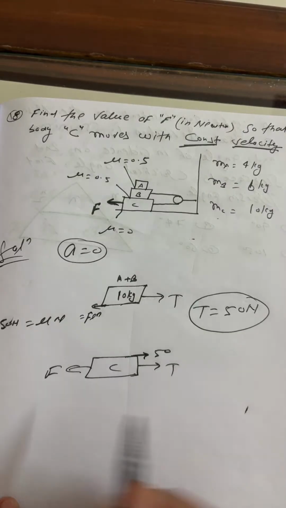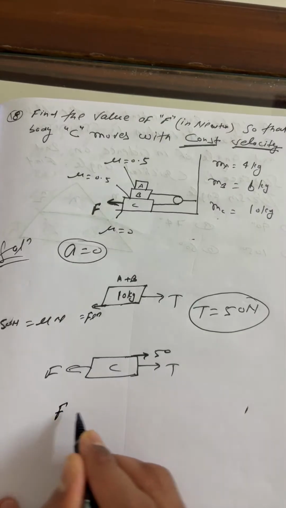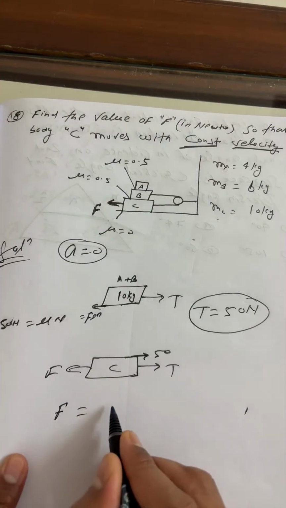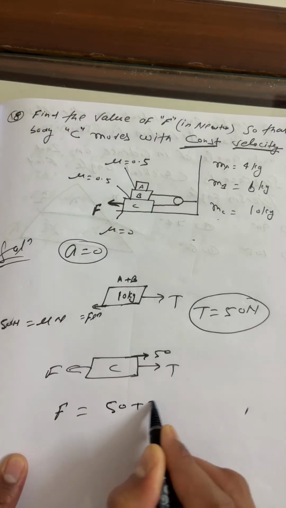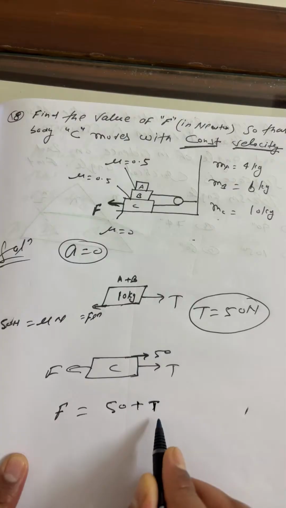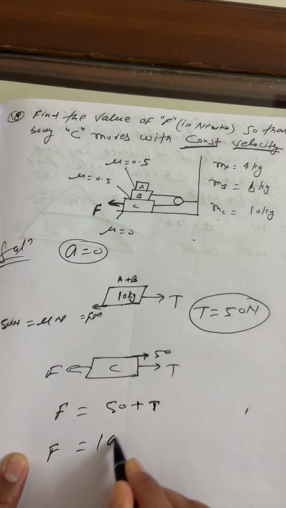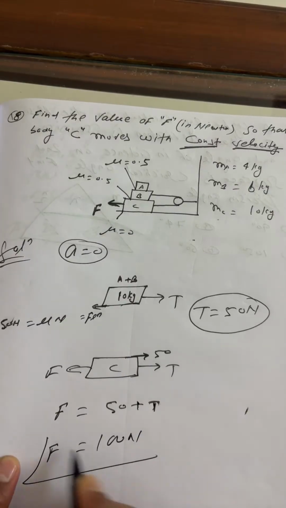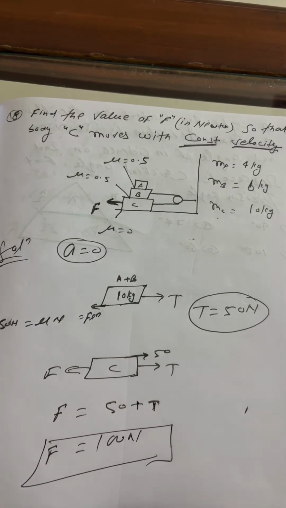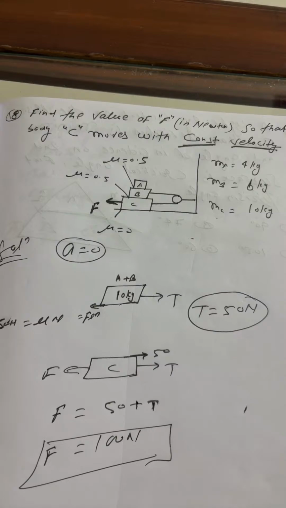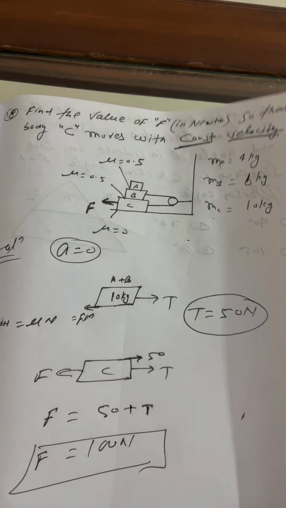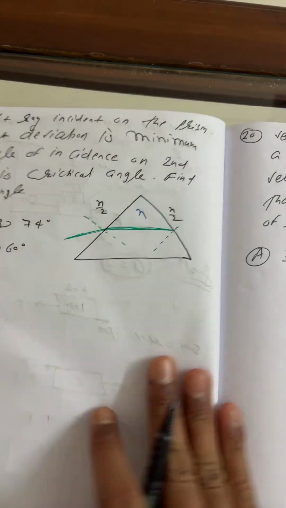Now, the system is in equilibrium, then you can equate these forces. Force, we wish to find this force. This is 50 plus T. And T is 50 Newton here, already we got. So F is basically 100 Newton. It's an integer type question, student. It's easy, which I have done in the class. That is more tough, but it's literally easy. Now have a look at the next question here. That is question number 19.